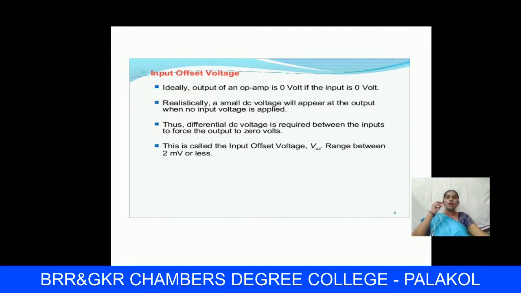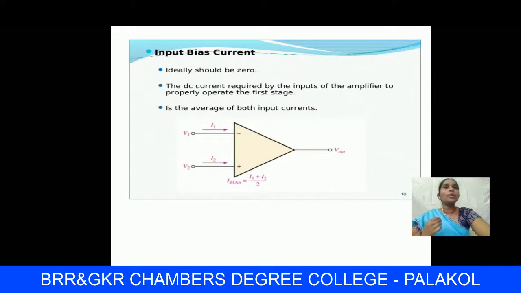So that is called the input offset voltage. Now we will move to the next parameter, that is input bias current. Ideally, the current should be 0. Why? Because the input resistance is very high, infinity. That's why the current on the input side is 0.